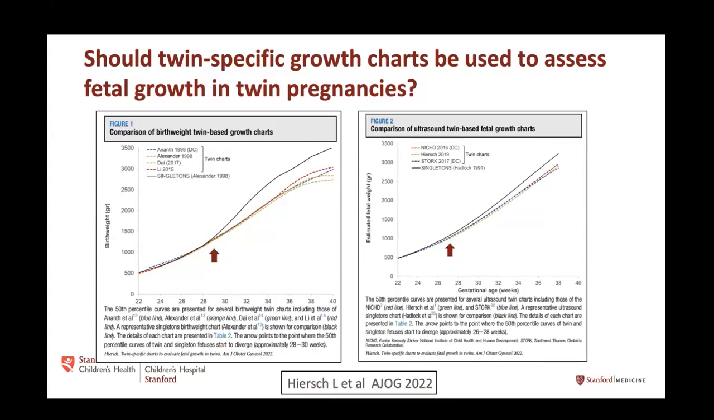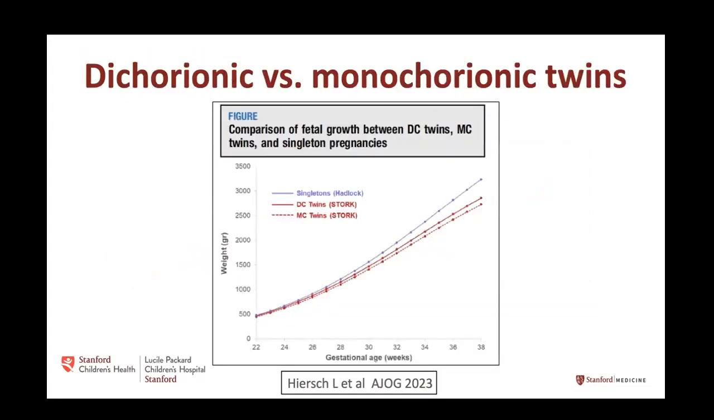Similarly, when looking at the estimated fetal weight, in the similar figure on the right-hand side, where you have a sonographic estimation of the fetal weight, you can see that similarly at about 28 weeks, there's this divergence between the singleton curve, which is the upper black line, and the variety of twin curves, which are dotted there. And so the question is, should we be using different curves to assess whether something is normal or pathological in twins? Stratifying by chorionicity, in this particular figure, you can see the singleton in the blue line, dichorionic twins in the solid line, and monochorionic twins.